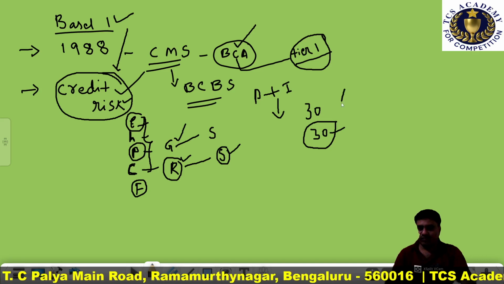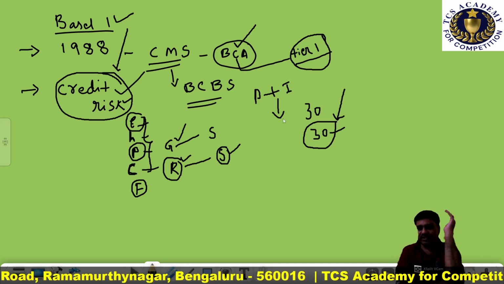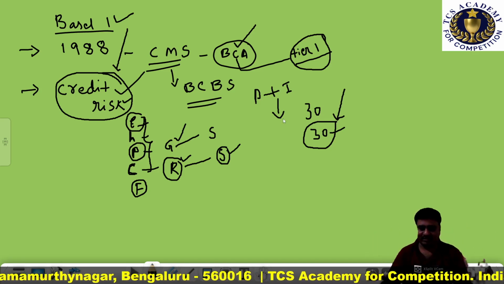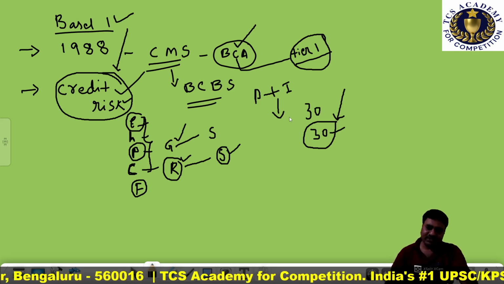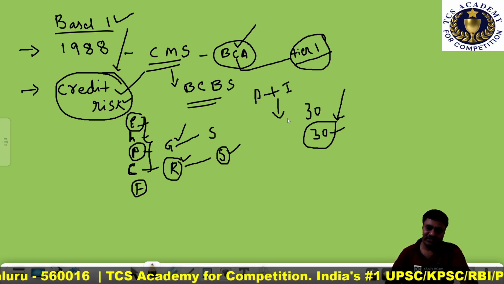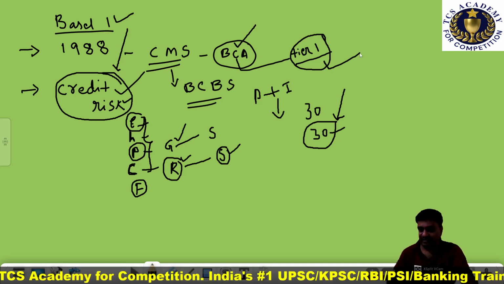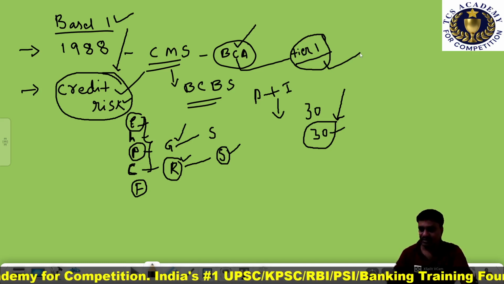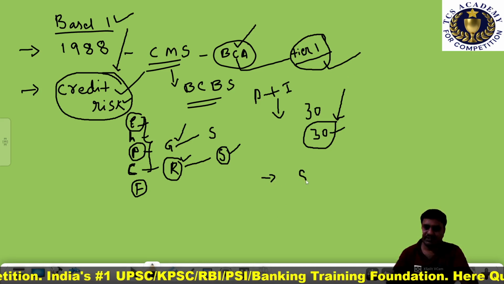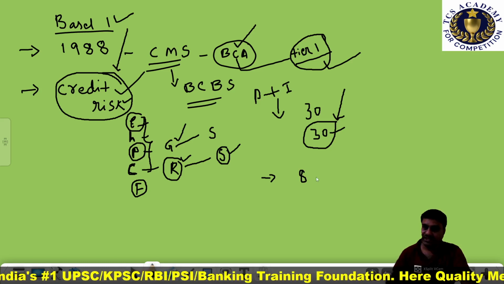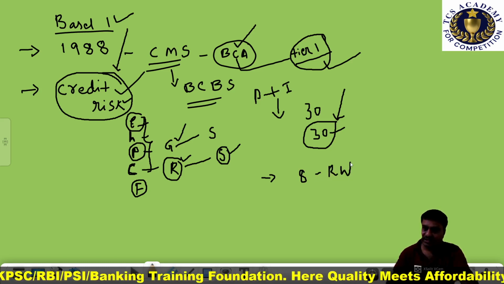So, in order to face these challenges by a banker, certain guidelines are issued by the Basel 1. So, what is the percentage of cash capital reserve the bank has to maintain according to Basel 1? It is at 8%. It is at 8% against the risk weighted assets.